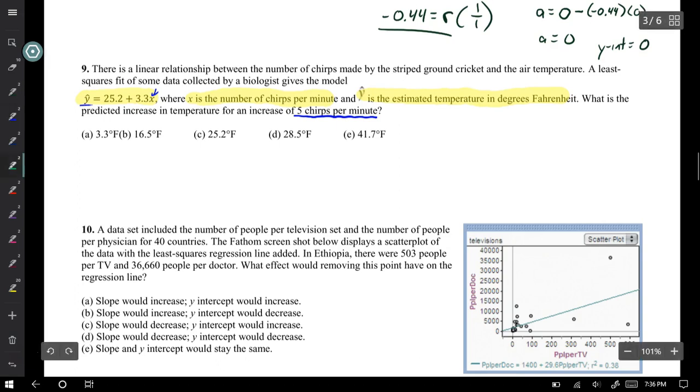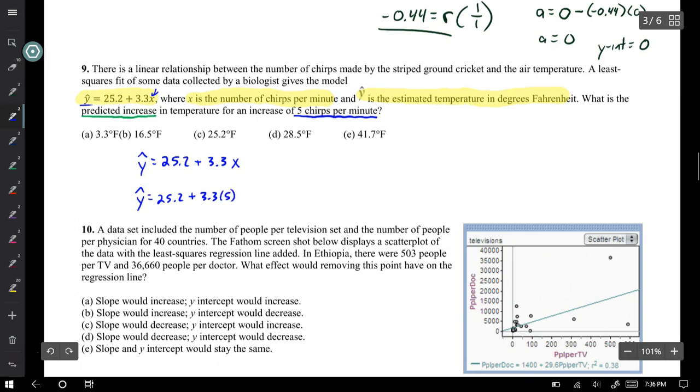So what's the problem asking me to find? It's asking for the predicted increase in temperature, not the actual temperature, but how much it's increasing by. So this is going to be interesting. Well, let's just try and plug it in and see what happens. If I have y hat equals 25.2 plus 3.3x, what is the predicted increase in temperature for an increase of 5 chirps per minute? If I plug in 5, I get 25.2 plus 3.3 times 5.